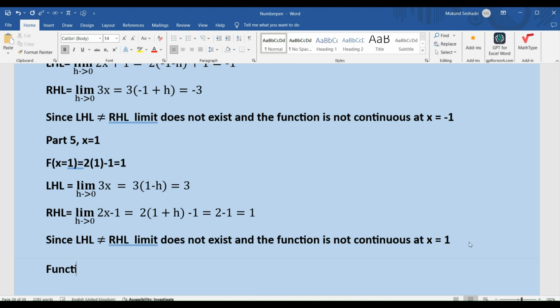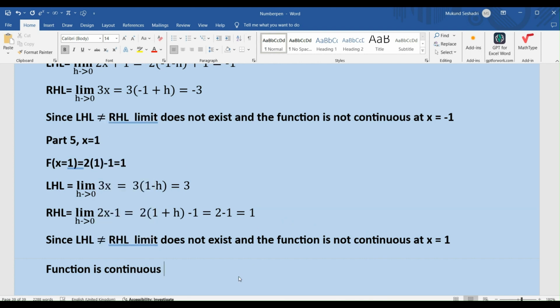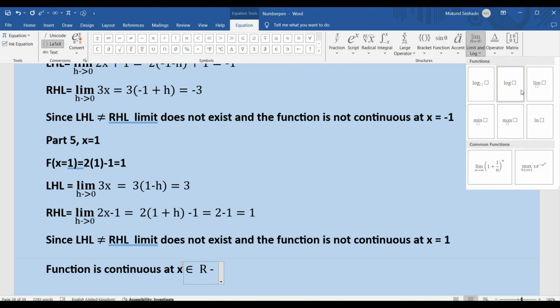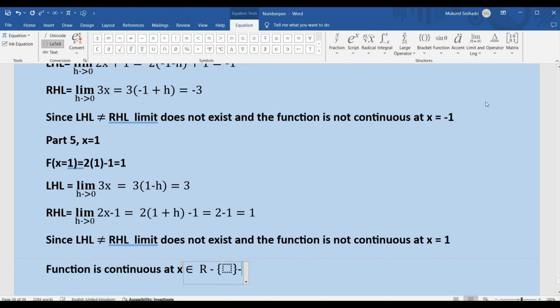The function is continuous at x belonging to R except the points minus 1 and plus 1, right? And how do we represent that? We pull out our flower bracket and we call this as minus 1, plus 1. So that's the final answer for this problem.